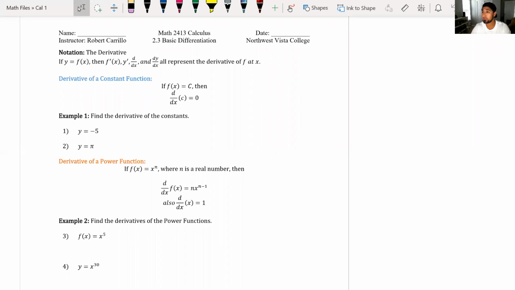All right, so the derivative. We've seen the notation before. If y equals f of x, then f prime of x, y prime, d over dx, and dy over dx all represent the derivative of f at x. Those are all notations for the derivative.